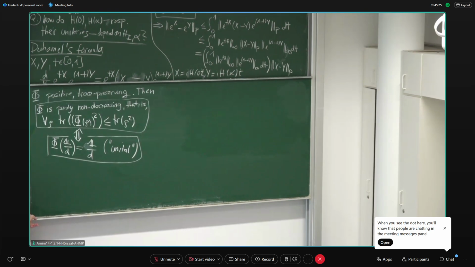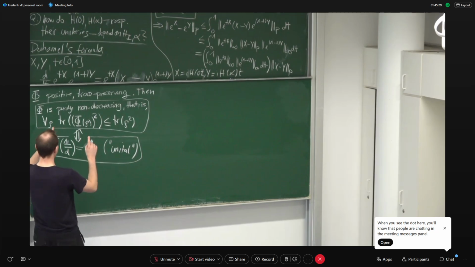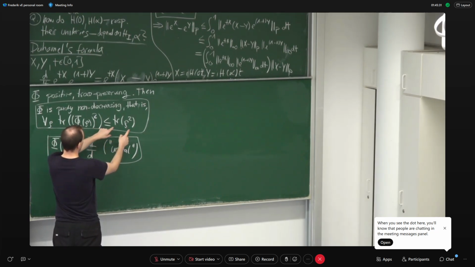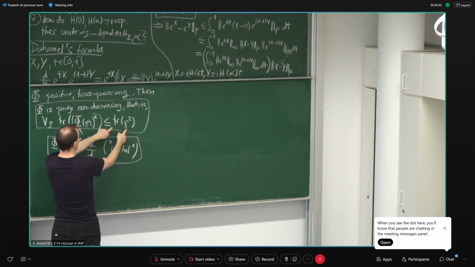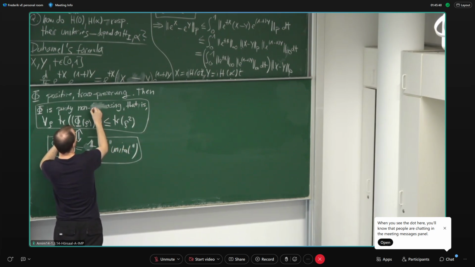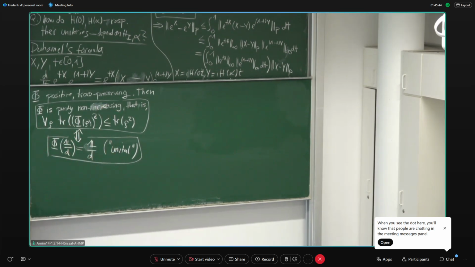Do you mean purity value increasing? Maybe I'm getting confused. If I apply the channel, the purity is becoming smaller, it cannot increase, I guess. Yeah, that's right. Thanks.